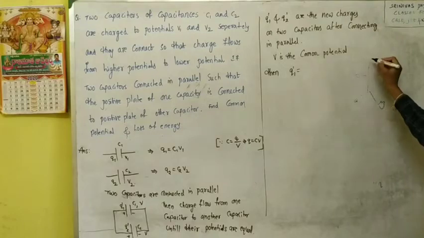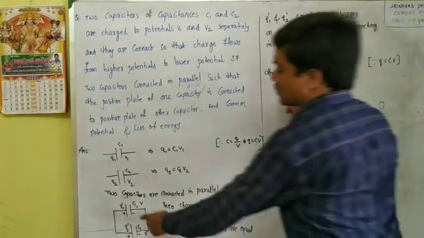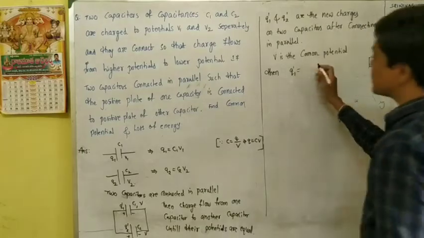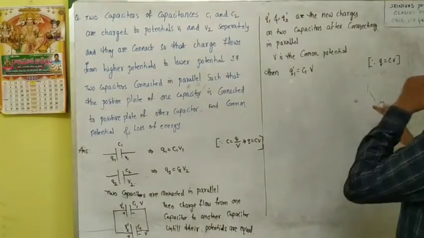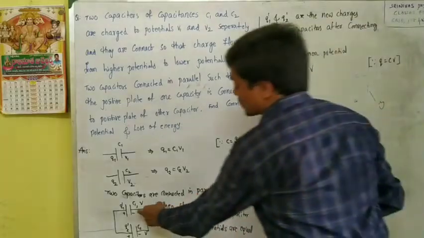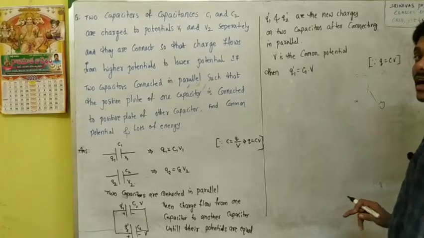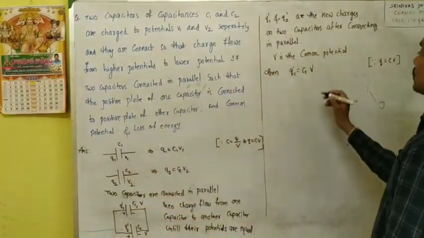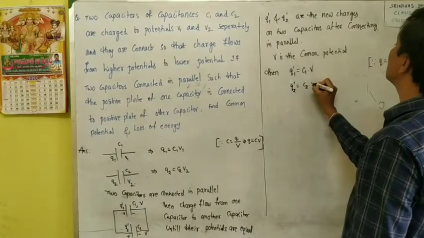We know the formula for Q is CV. Then Q1 dash, the new charge on the first capacitor after connecting, is C into V. C is C1 and the potential is not V1, it is V, because they acquire the common potential. The potential on the first capacitor is V, and the potential on the second capacitor is also V. After connecting, they acquire the common potential. Before connecting, they have the potentials V1 and V2. And Q2 dash we write like this: C2 into V.